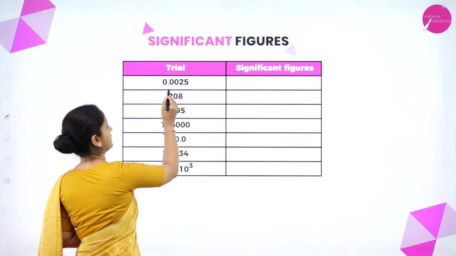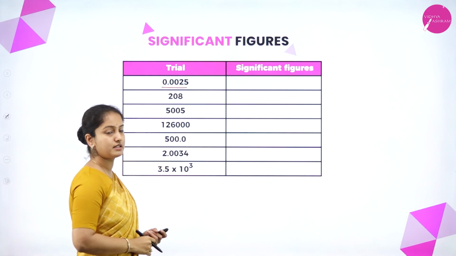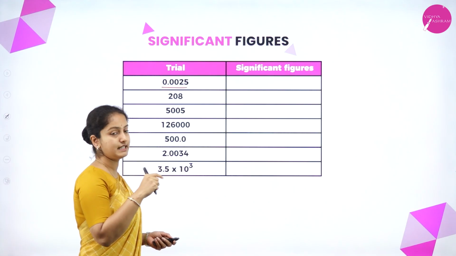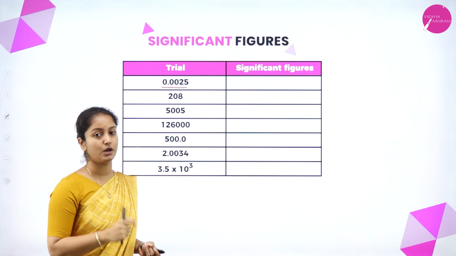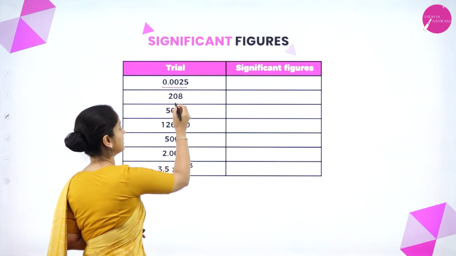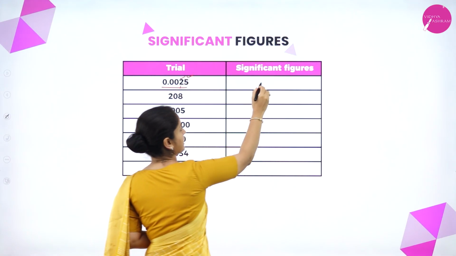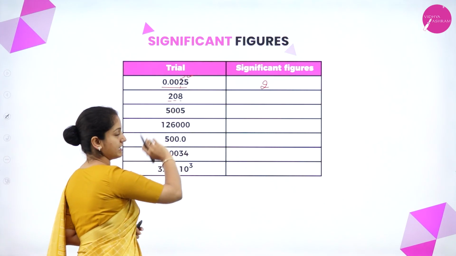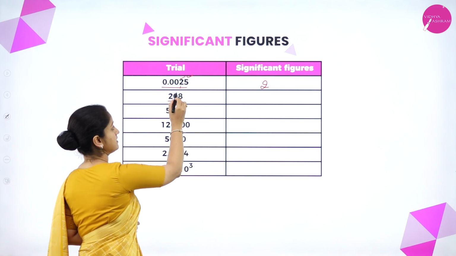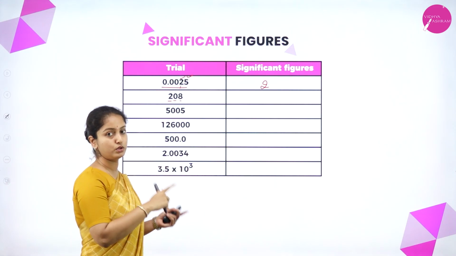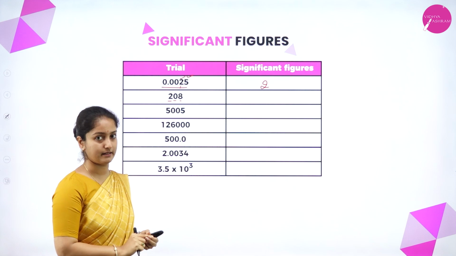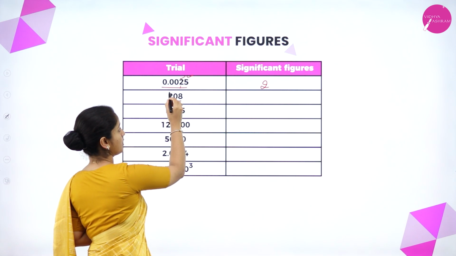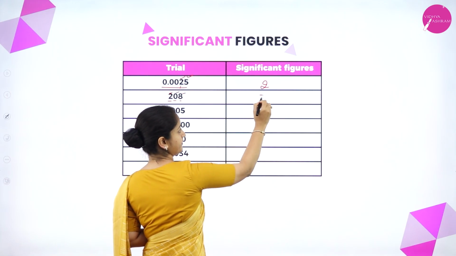Now, the first question is 0.0025. I've said the rule is that leading zeros are not significant. Now, count how many significant figures there are here. 1 and 2. So, there are 2 significant figures in this number. Then 208. I said the rule is that a 0 sandwiched between 2 non-zero digits is also counted, and the non-zero digits are 2 and 8. So, how many significant figures are there? 1, 2 and 3. Alright.